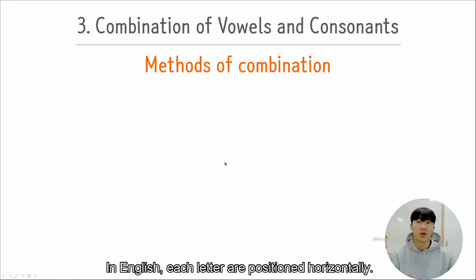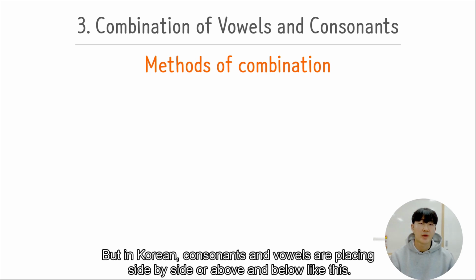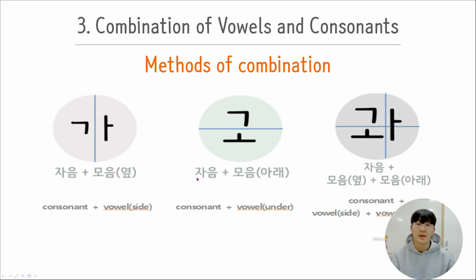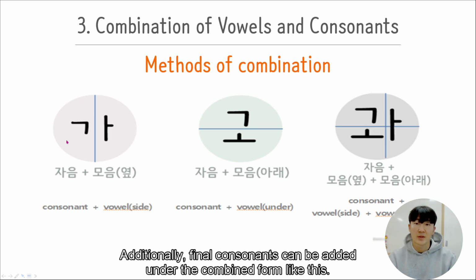In English, each letter is positioned horizontally, but in Korean, consonants and vowels are placed side by side or above and below, like this. Additionally, a final consonant can be added under the combined form like this.